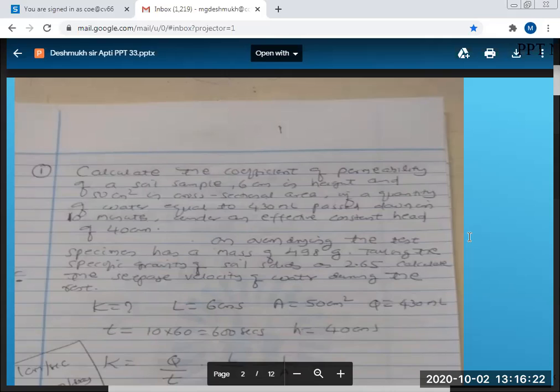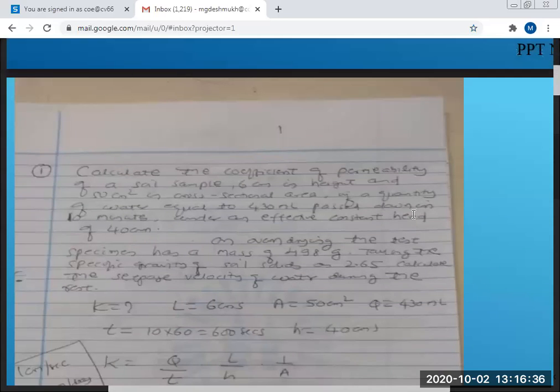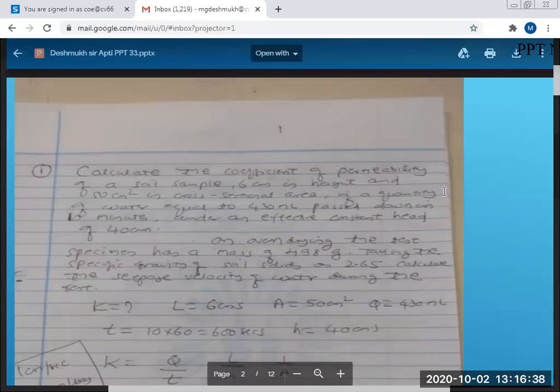तो आप सुन रहे हैं तो चुप बैठ के मत सुनो, नोटबुक हाथ में रखो, पेन हाथ में रखो, कैलकुलेटर हाथ में रखो, और मैं बताते जाता हूं, ऐसा करो आप. और जो मैं आपको करने के लिए देता हूं वो भी करो. Calculate the coefficient of permeability of a soil sample.